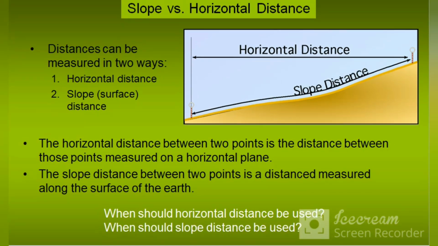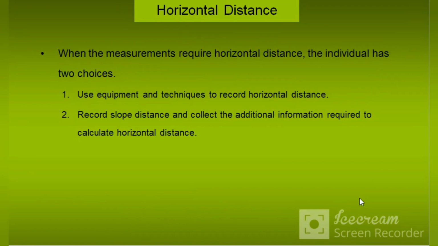When should horizontal distance be used? When should slope distance be used? Horizontal distance: when the measurement requires horizontal distance, the individual has two choices. Number one, use equipment and techniques to record horizontal distance. And number two, record slope distance and collect the additional information required to calculate horizontal distance.